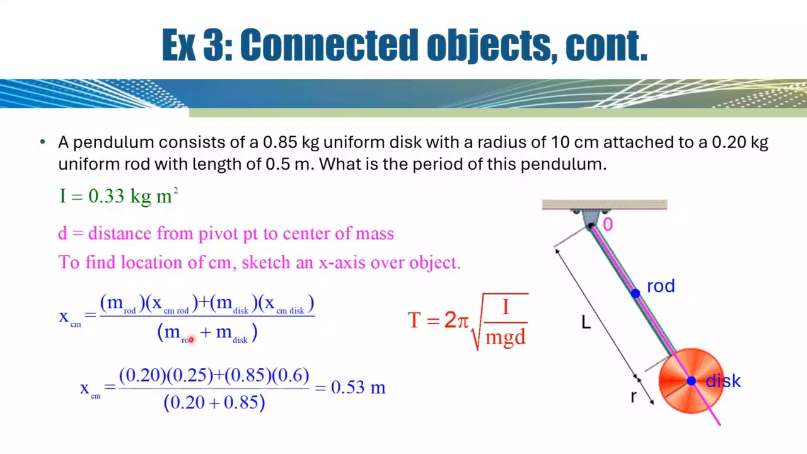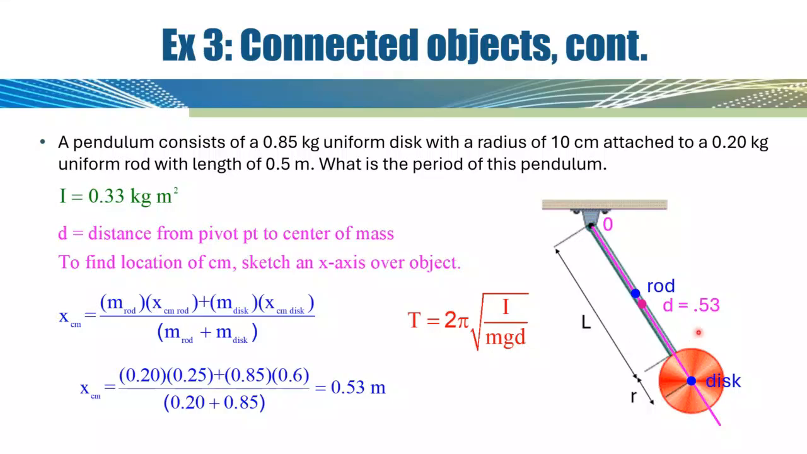So plugging in our numbers, we have the mass of the rod is 0.2. On the x-axis, how far is it from 0? That's going to be the center of the rod, so it's going to be a distance of 0.25 meters. Plus the mass of the disk is 0.85. And how far away is that center of mass value? That's going to be the length of the rod plus the radius of the disk, which turns out to be 0.6. And then we divide by the sum of the masses, and I get a center of mass of 0.53 meters.